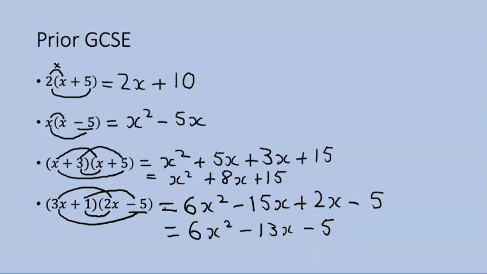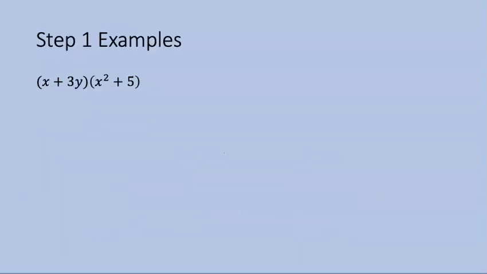Okay, so now let's have a look at some examples for A level. So first couple are going to be about double brackets. I first multiply the x by x squared. X times x squared gives me x cubed. Now do x times 5, which gives me 5x.